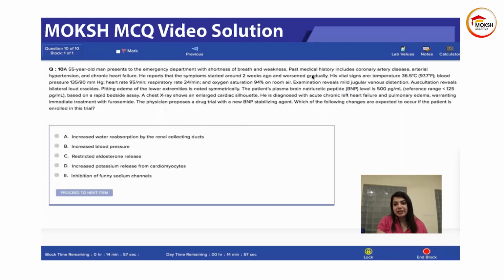Which of the following changes are expected to occur if this patient is enrolled in this trial? A 55-year-old man presents to the ED with shortness of breath and weakness. Past medical history includes coronary artery disease, arterial hypertension, and chronic heart failure. He reports that the symptoms started around 2 weeks ago and they worsened gradually. His vital signs: temperature is fine, blood pressure is 135 over 90, heart rate is 95, respiratory rate is 24, and oxygen saturation is 94.